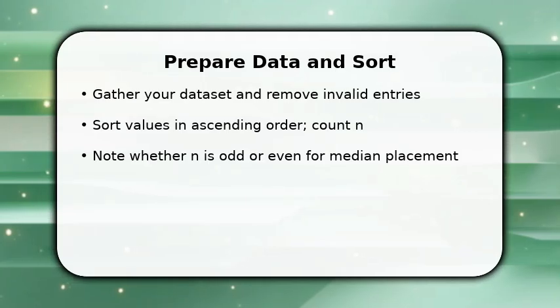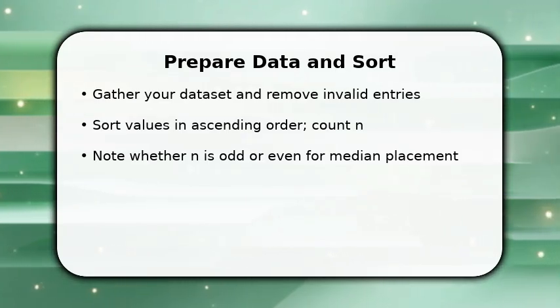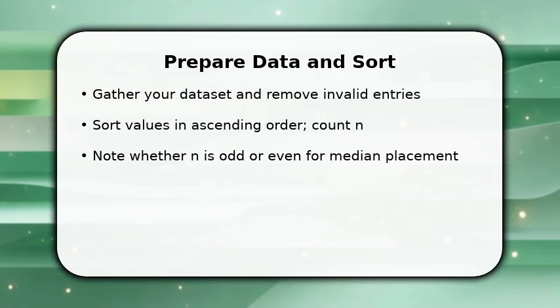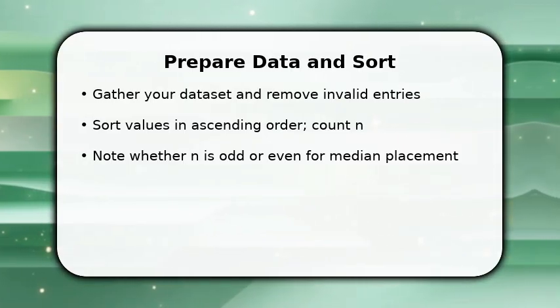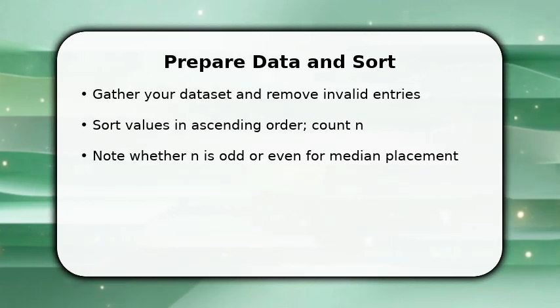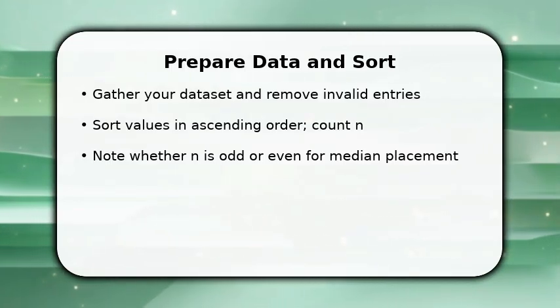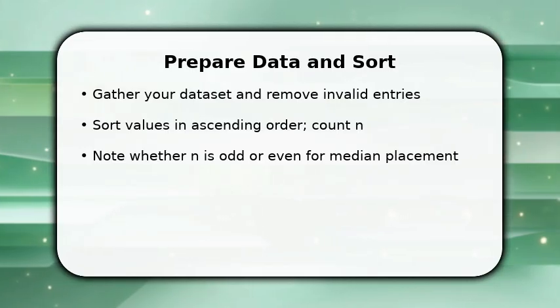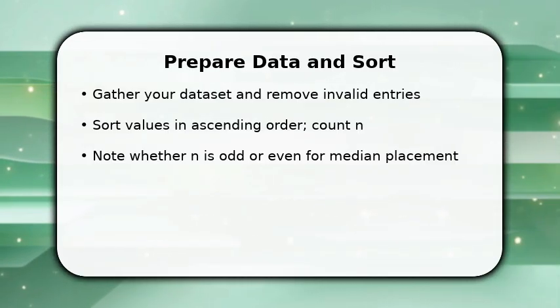Enjoy the video. You start by collecting only valid observations and immediately sort them in ascending order. This gives you a clear sequence. Once done, count n to determine whether the median sits on a value or between values. If n is odd, the middle value is the median. If even, the median is the average of the two center values.